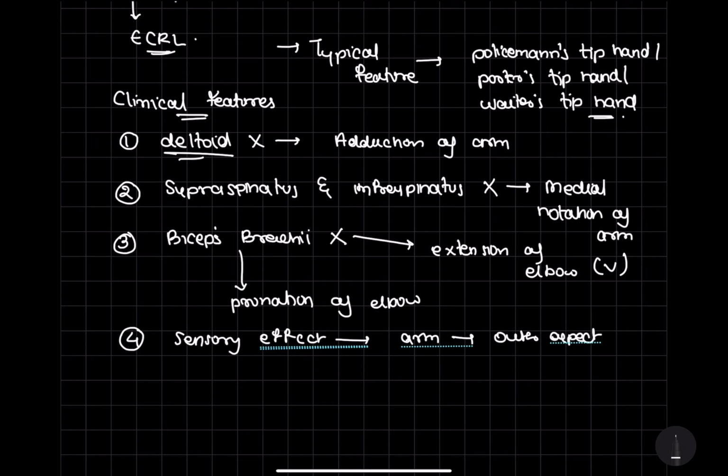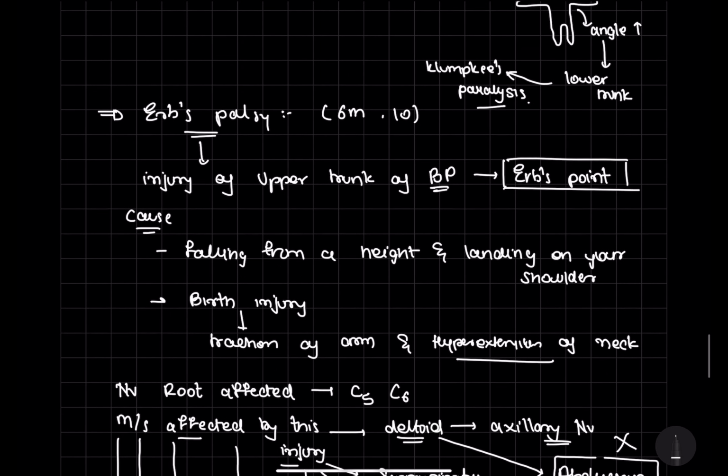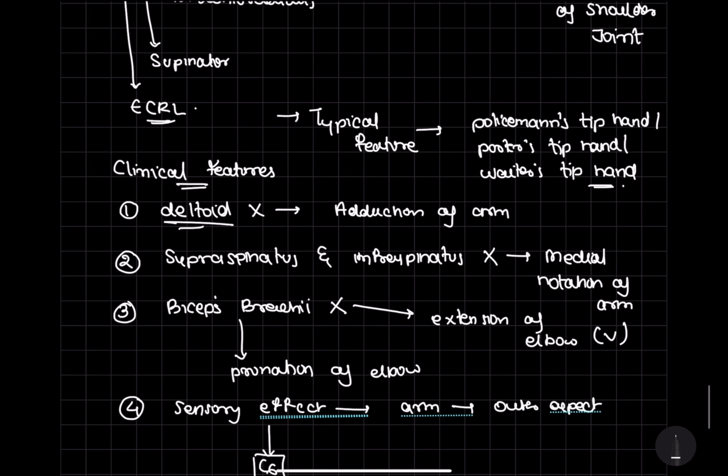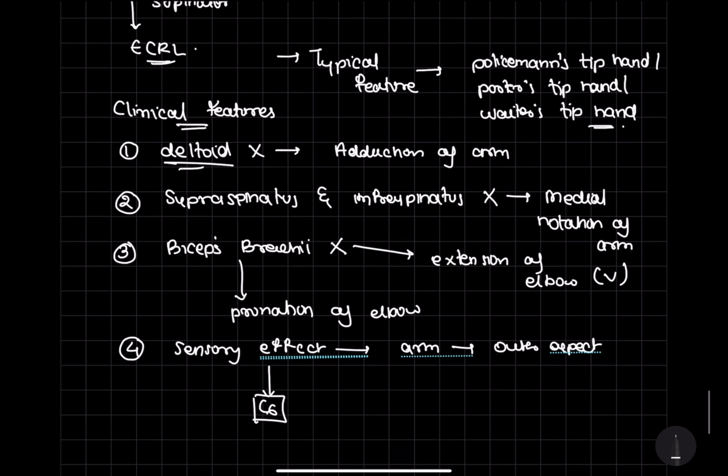Why would it be affected? Because of involvement of the C6. The C6 spinal nerve supplies sensory innervation to the outer aspect of your arm. Now as we know, in Erb's palsy, your C6 is gone. As your C6 is gone, sensory innervation on the outer aspect of the arm is going to be affected.